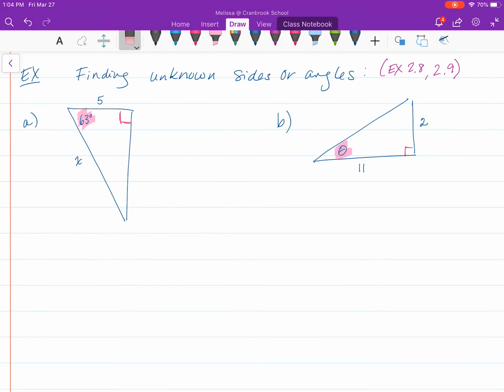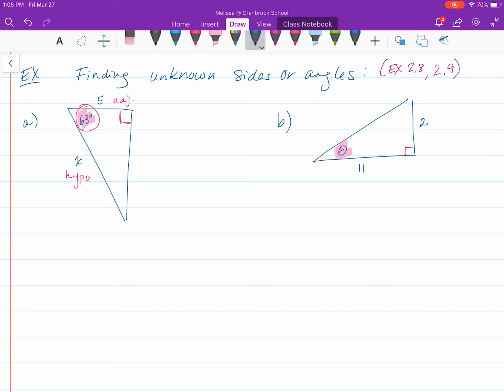And last but not least are 2 more examples finding missing sides or missing angles. So this will help you to complete example 2.8 and 2.9 on page 18 and page 19. So depending on where your angle is, you need to determine what sides are given or asked for. So given that we've got the 63 degree angle, the side that is 5 is adjacent to that, and x is my hypotenuse.